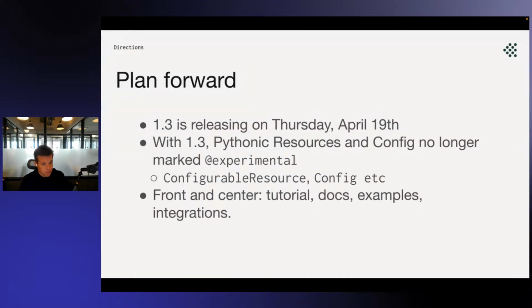So the plan forward: 1.3 is releasing on Thursday, April 19th. And with 1.3, Pythonic resources config is no longer marked experimental. So configurable resource, config, and associated classes will be front and center and ready to use. And like I mentioned, I use that word again, tutorials, docs, examples, integrations will all be in terms of this. And we're going to continue to invest in the subsystem going forward.